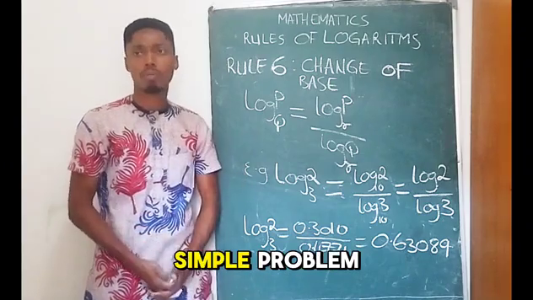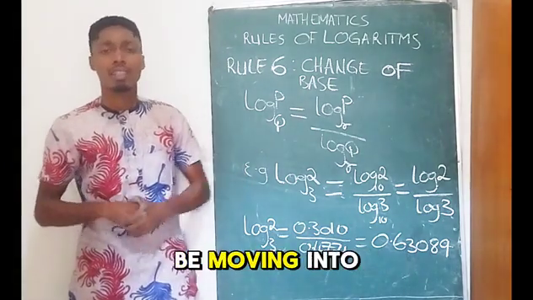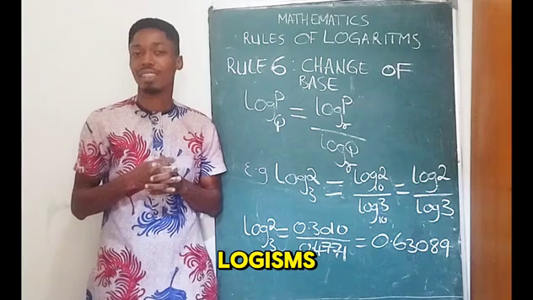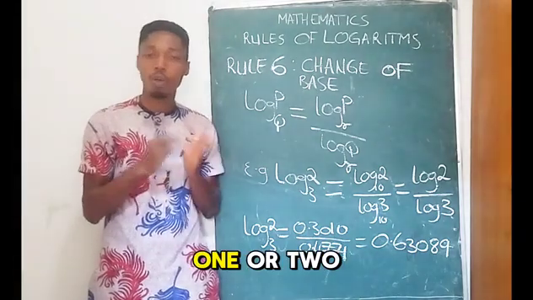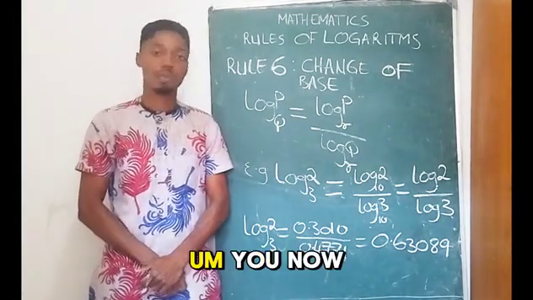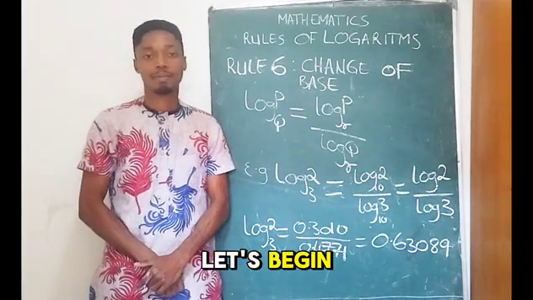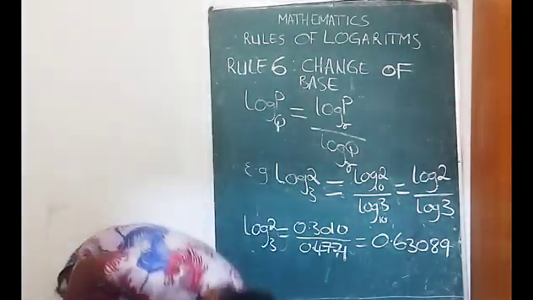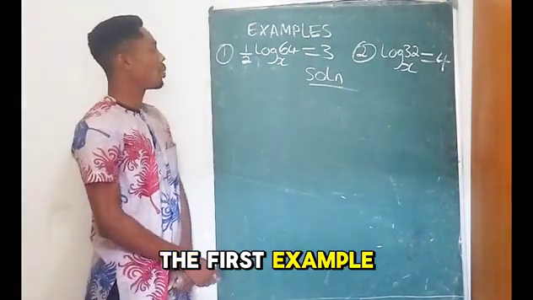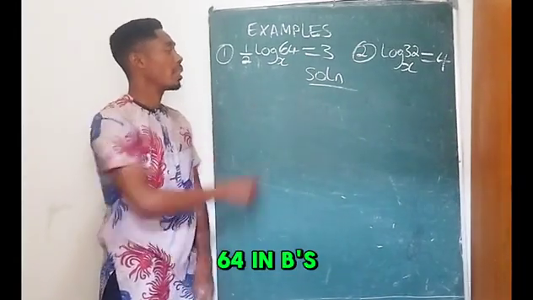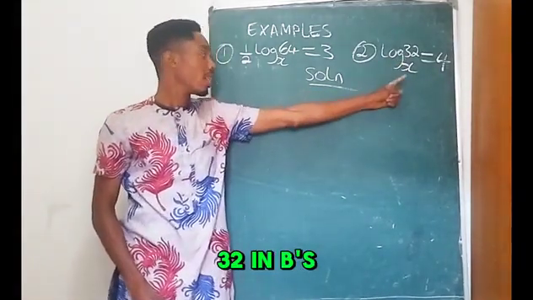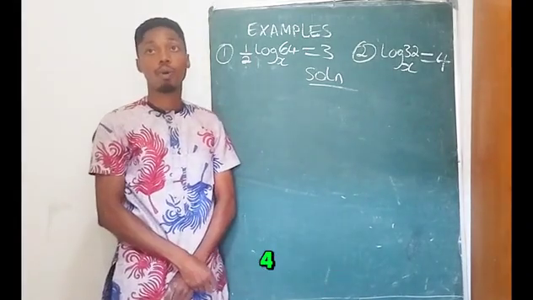What we're going to be moving into now will be further examples on logarithms, which will demand us to apply one or two of the rules of logarithms that I've just presented before you. Let's begin. The first example is half log 64 in base x equals 3. And the second example is log 32 in base x equals 4.